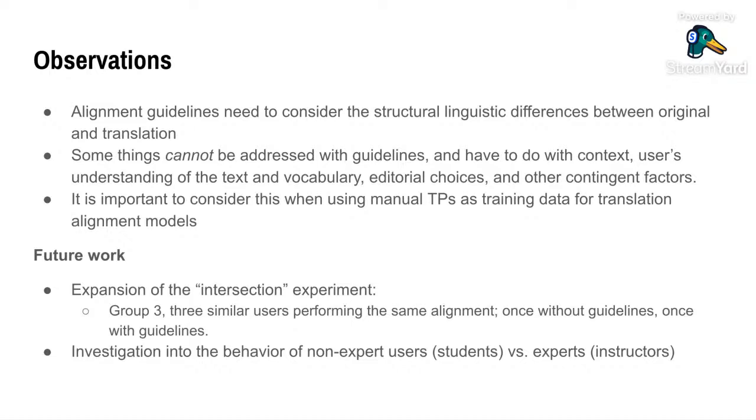And there is really no way to address all of this with guidelines. On the one hand, we definitely want to establish that guidelines need to consider the structural linguistic differences between the language of the original and the language of the translation in order to give users some kind of pathway through the two. But some things cannot possibly be addressed with guidelines and have to do with the context, with the user's understanding of it, and the user's understanding of the vocabulary, with the editorial choices and other contingent factors.